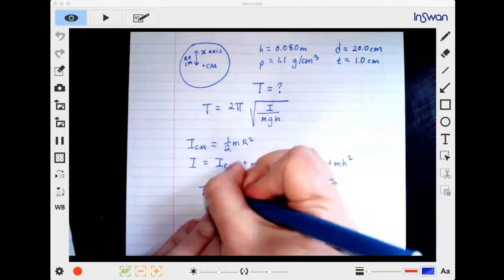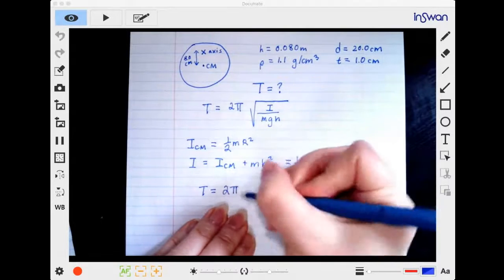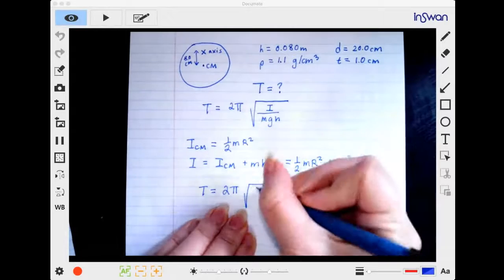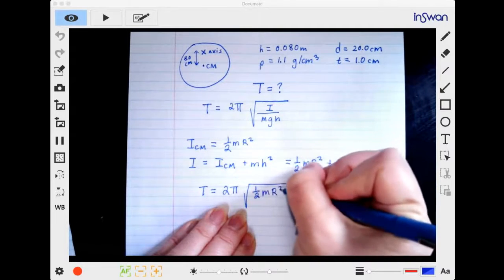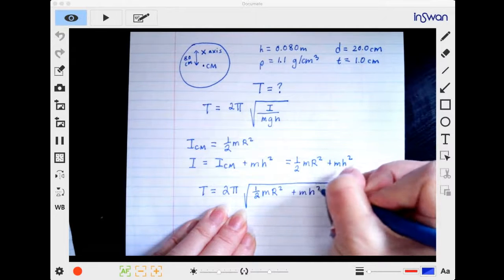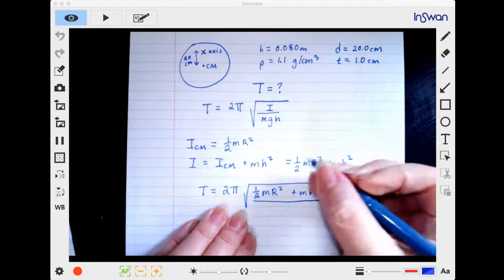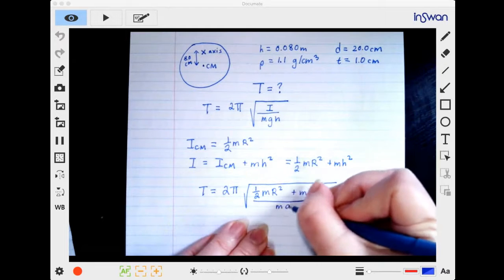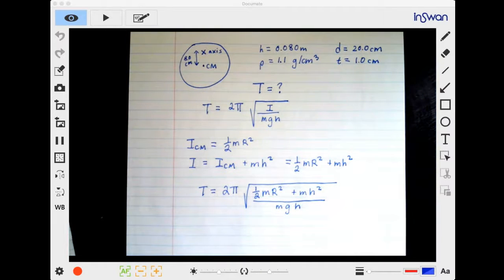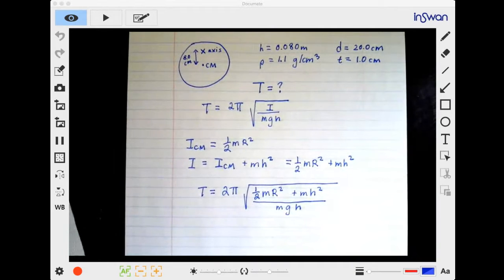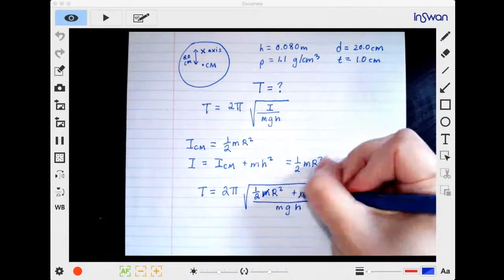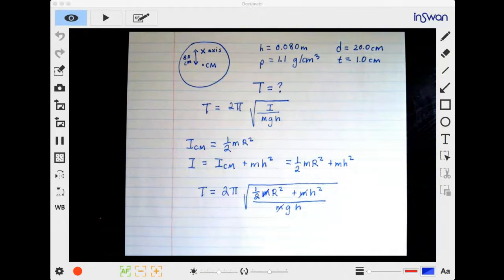So let's plug that in to our period formula. We're going to have 2 pi the square root of 1/2 mr squared plus mh squared, all divided by mgh. It looks like that. This is slightly out of focus. Let me get this to focus ever so slightly better. Okay, so what do we notice? We're really lucky because the masses all cancel out. That's just the mass of the disk. So we don't have to figure out the mass of this disk.